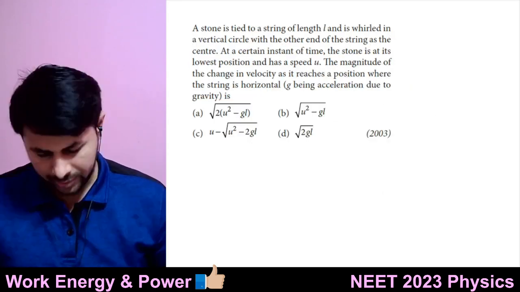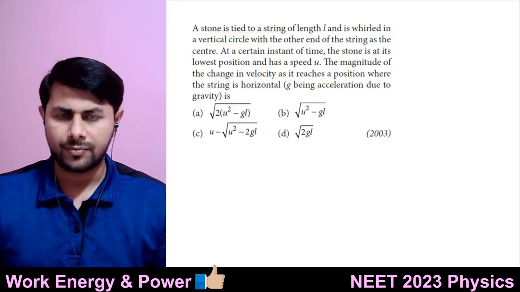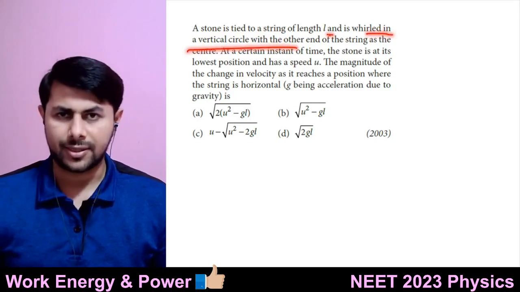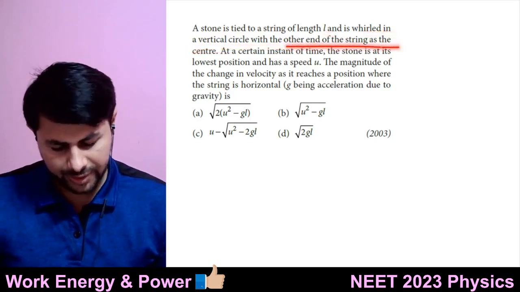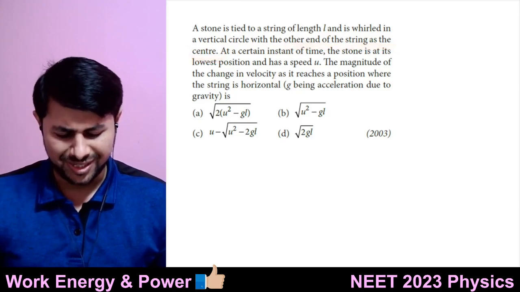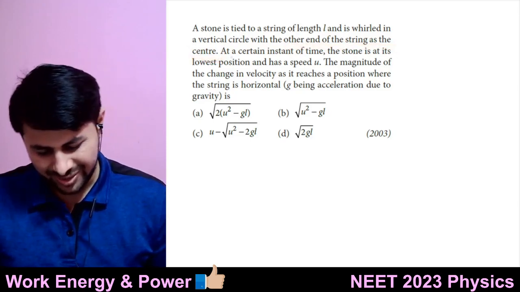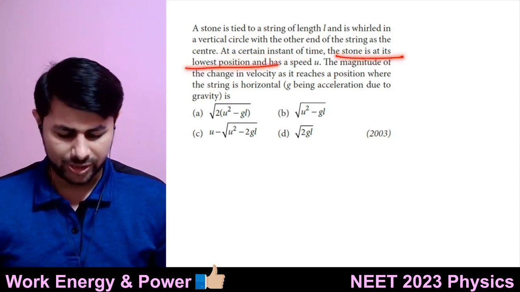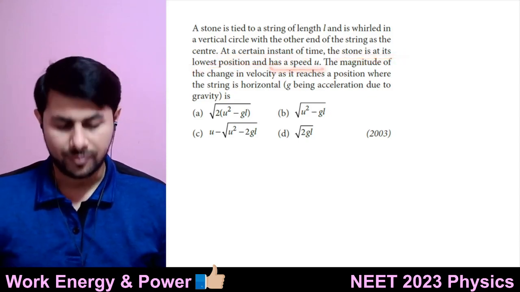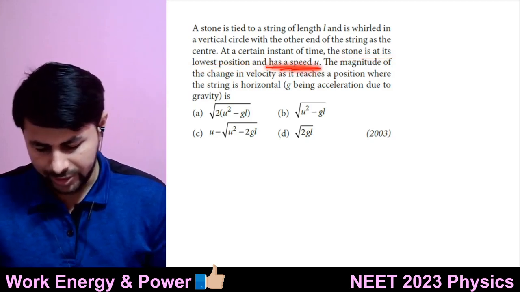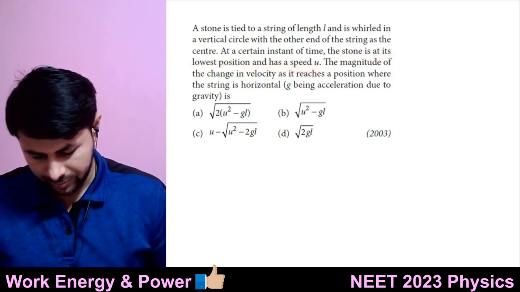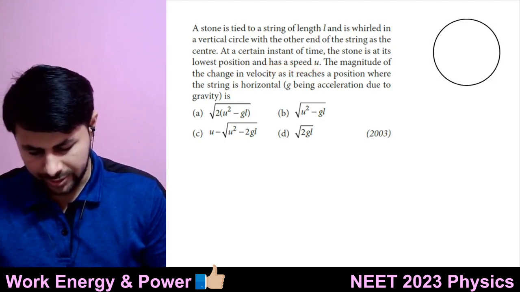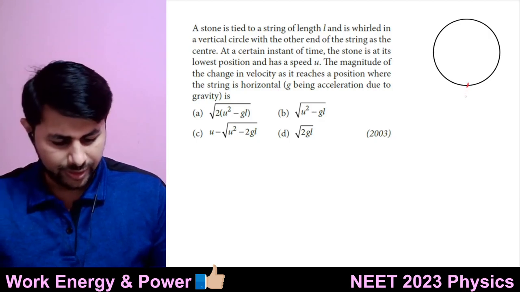Option B. A stone is tied to a string of length L and is whirled in a vertical circle with the other end of the string as the center. It will be at the center. At a certain instant of time, the stone is at its lowest position and has speed u. Okay, so at lowest position, the speed is u, right? So at lowest position here, okay, the speed is u.